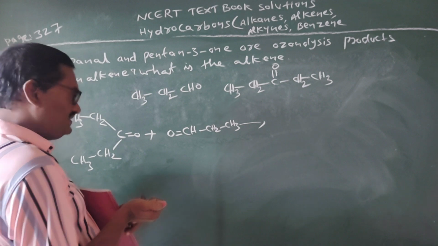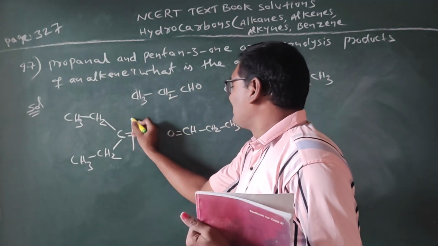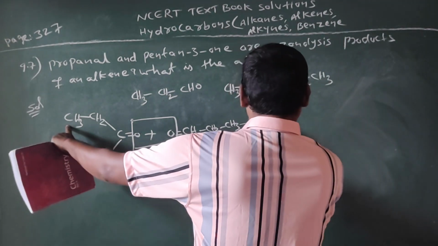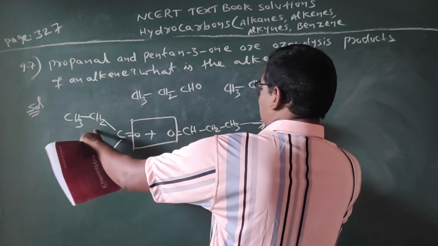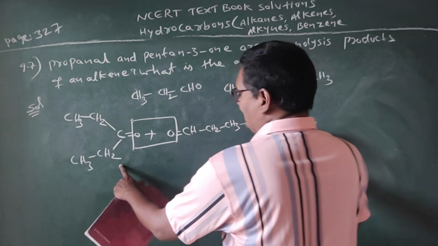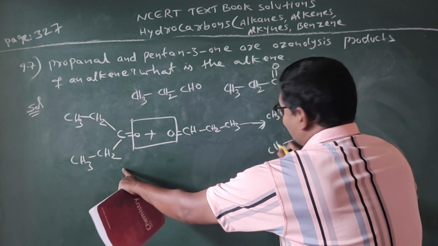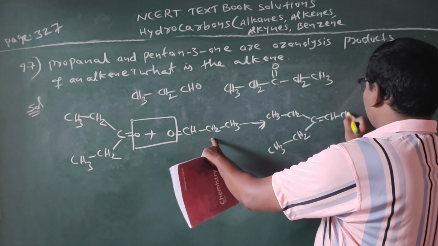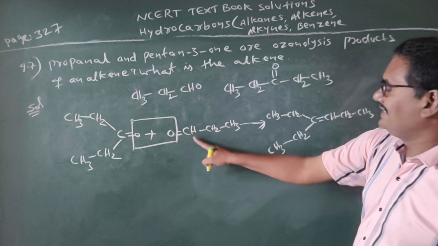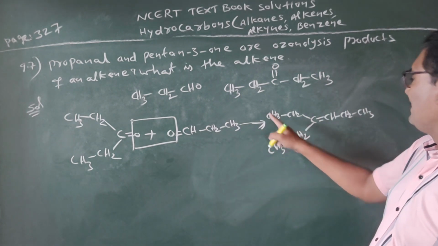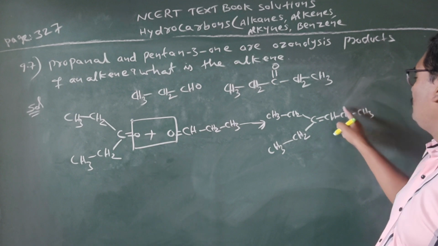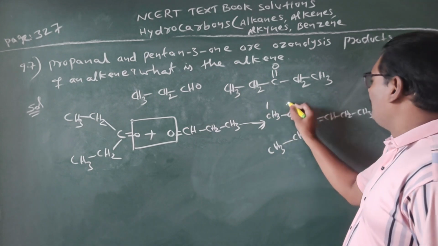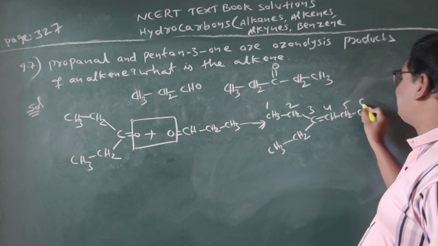So the product, by removing the oxygen atoms, is CH3CH2, C, CH2CH3, then a double bond, CH, CH2, CH3. Then numbering is 1, 2, 3, 4, 5, 6. From left to right it is the third place, and from right to left it is also the third place, so we can number from either side, 1, 2, 3, 4, 5, 6.